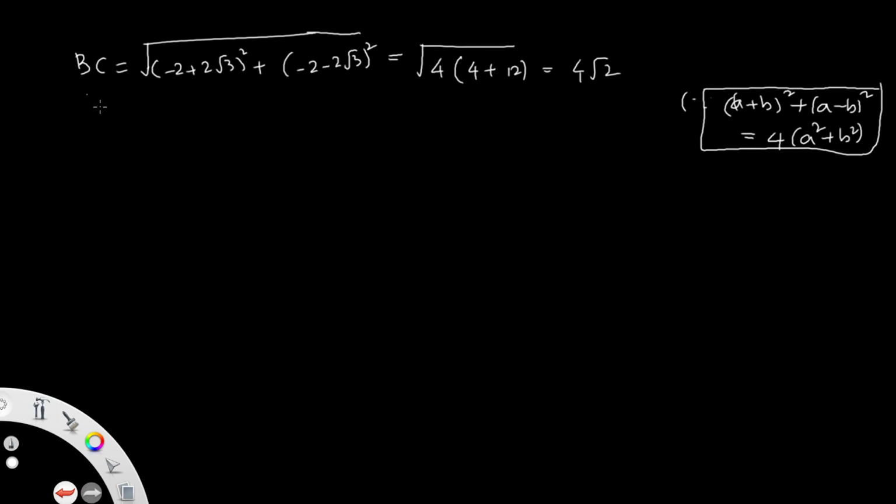Next goes to CA. CA is nothing but root over 2 plus 2 root 3 whole square.